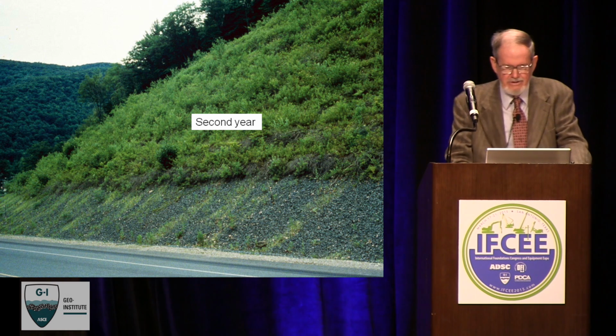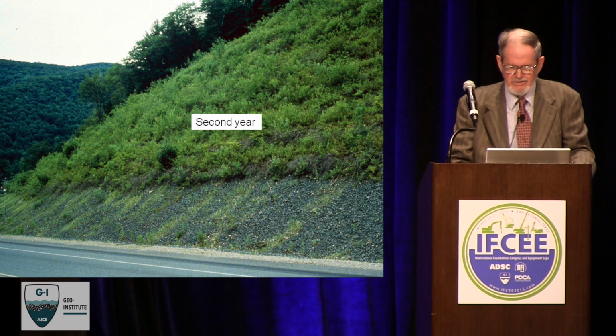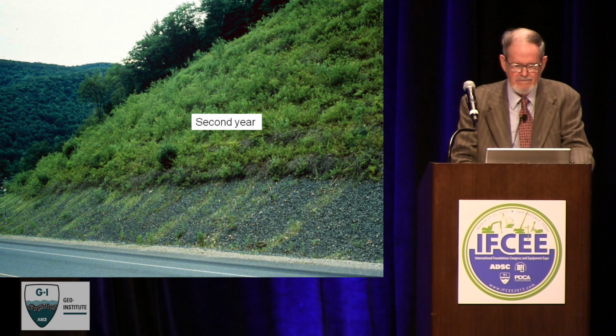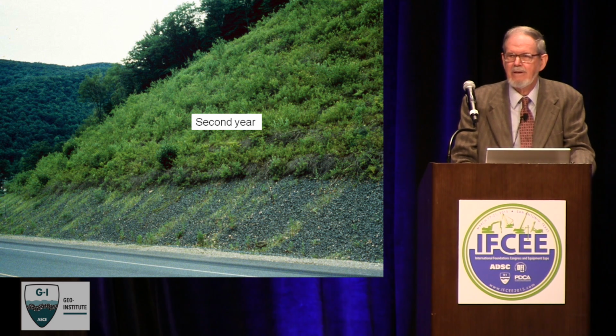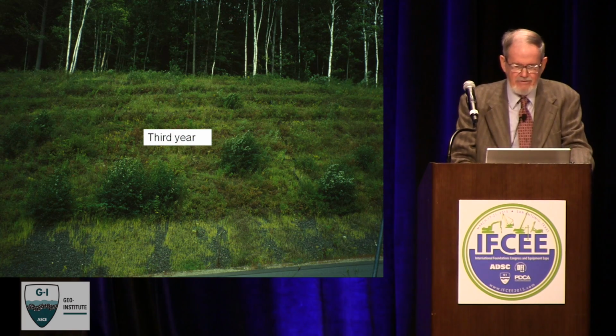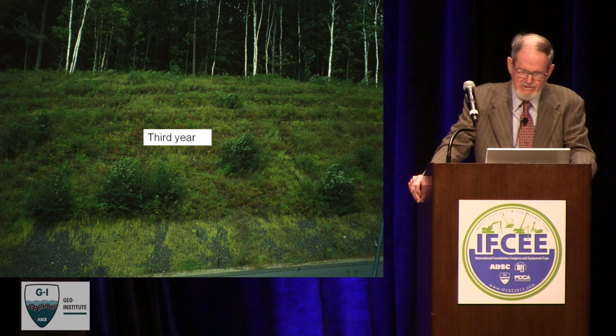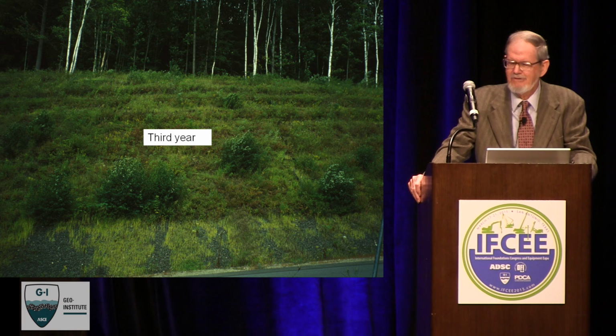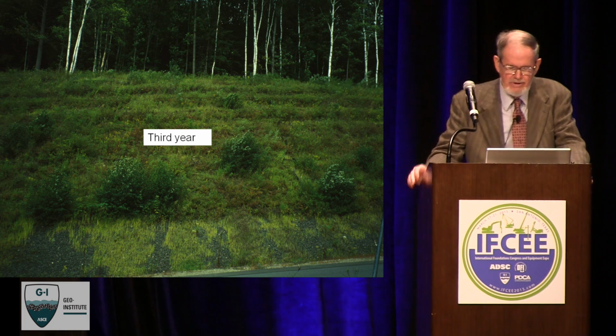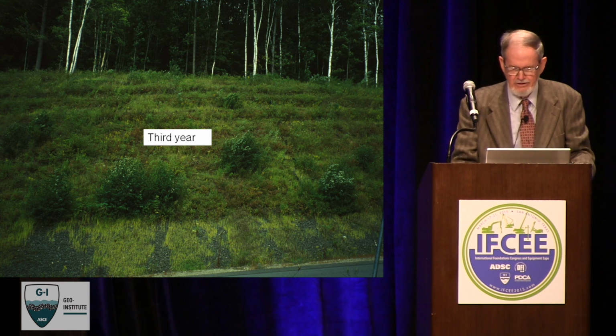The second year, you can begin to see natural succession and colonization by surrounding and invading native vegetation. After the third year, colonization by native shrubs was pronounced. Some of the vegetation was even becoming established on the surface of the rock toe. In fact, you could hear water running in the rock toe, indicating that good drainage was occurring.